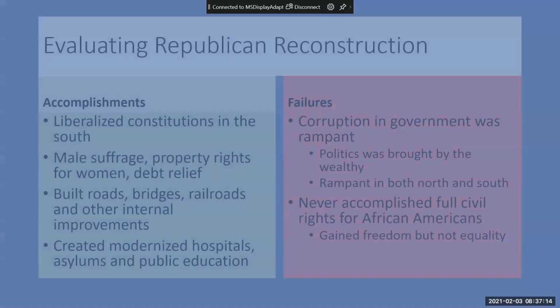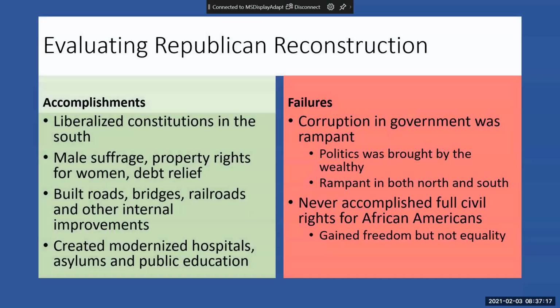So now, let's look at how you would evaluate Reconstruction accomplishments. Firstly, you could say that because of Republican control over the southern state constitutions, they updated them. They made sure that this involved more people. There was more male suffrage than ever before. When it comes to women's rights, they did get a lot better because of these updated constitutions. It did provide women with property rights, and debt relief in the South for other people.